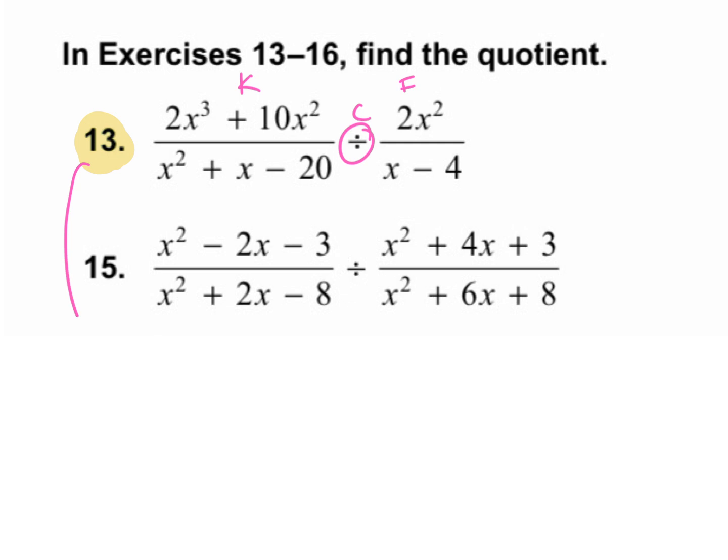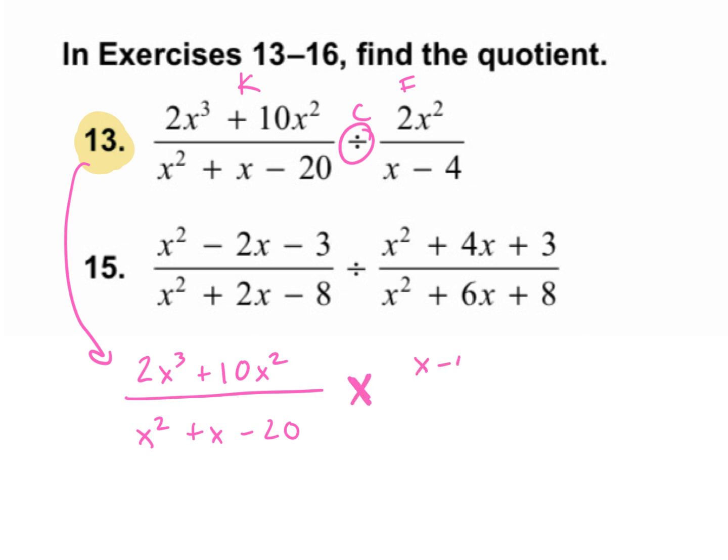So I'm going to keep, change, flip down here to make a little bit more space. So 2x cubed plus 10x squared over x squared plus x minus 20 times, because I changed to multiplication, and flip the second one, x minus 4. So 2x squared. What do I do next?